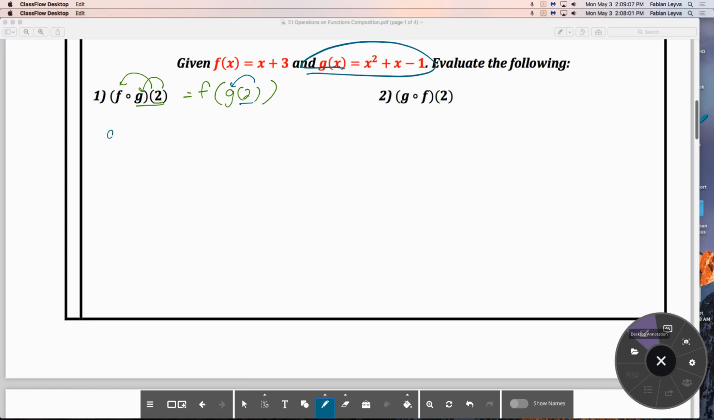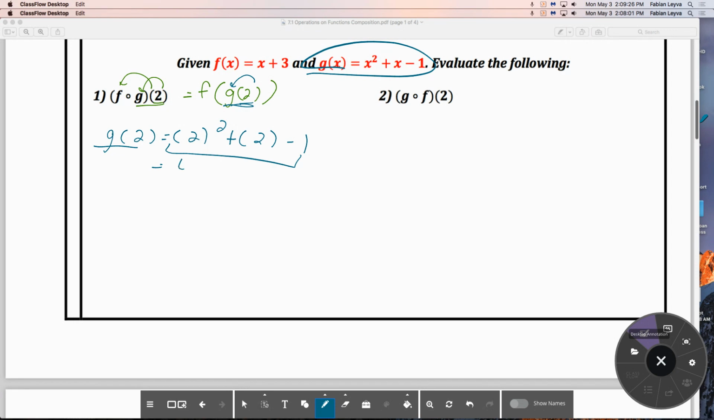Here is my g function. In order to prepare it, I'm going to rewrite it with open parentheses everywhere there's an x. And I'm going to go ahead and actually input the 2. Now, g of 2 is what I'm looking for. This is what it's equal to, so we have to kind of go through the math, right? Let's start with the exponents.